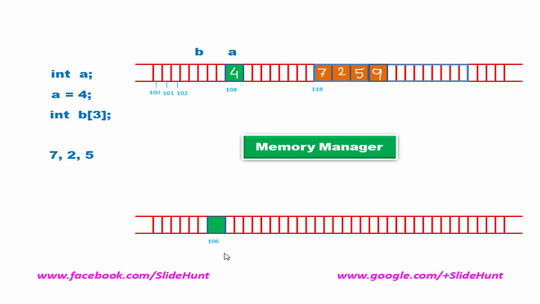Now you can store 7 here. I am going to write 7 here. Next we make another request to the memory manager to store the element 2. Suppose the memory manager allocates this block at address 114 to store the element 2. I am going to write 2 here.